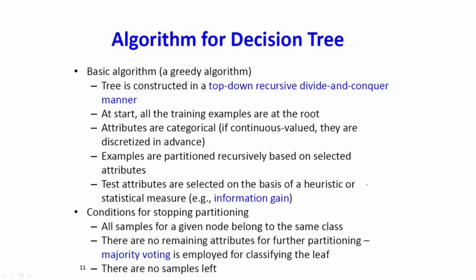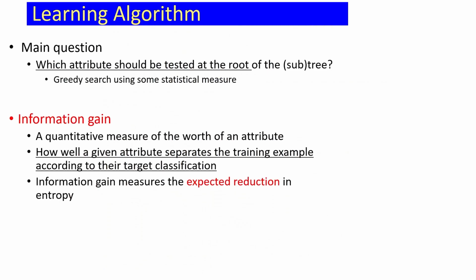So, how do you stop partitioning? All samples at a given node belong to the same class, like mammals, they are warm blooded. Or there are no remaining attributes for further partitioning. You can always apply majority voting. I discussed majority voting a couple of classes before also. We can also stop when there is no sample left. If you keep on dividing and you go to the end, there is nothing further left for dividing, then also you stop, or you can go by majority voting. This is how it is done. The main question is how do you construct the tree and how do you divide the data? That is why I use several kinds of formulae or functions.